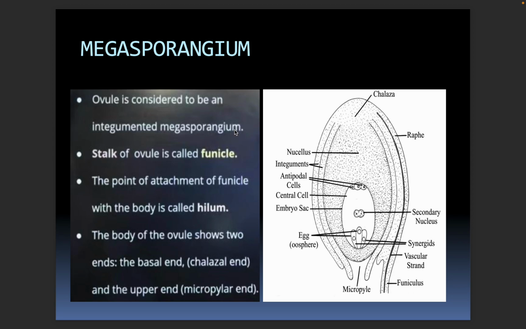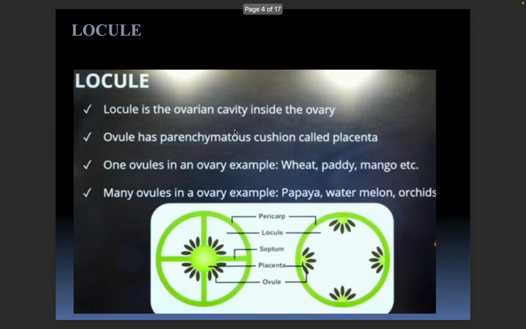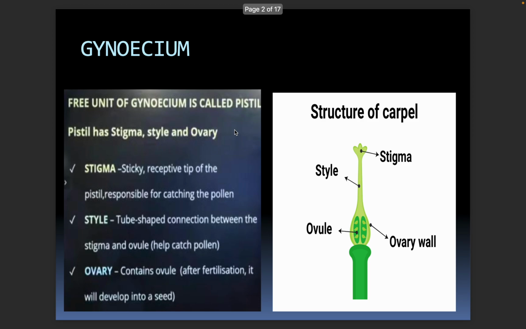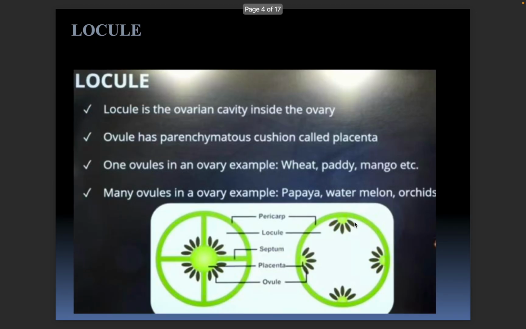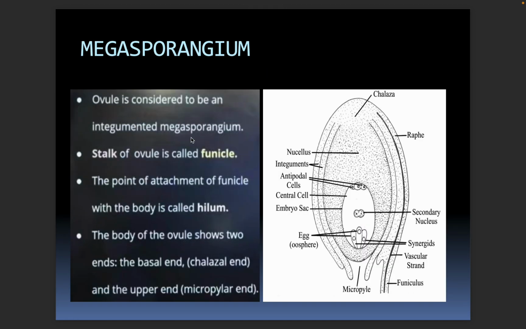I have seen students getting confused into what is an ovule, what is a megasporangium, where is the ovule. I again take you from the starting, that this is the ovary. Inside the ovary there is presence of ovule, and this one single ovule acts as a megasporangium, because here there is presence of a megaspore. Fine. So what is an ovule? Ovule is only called as megasporangium.